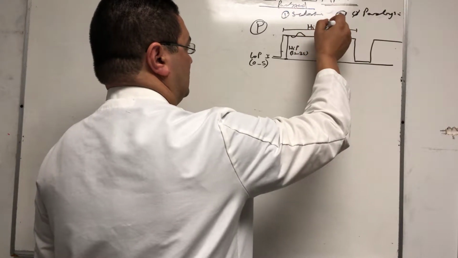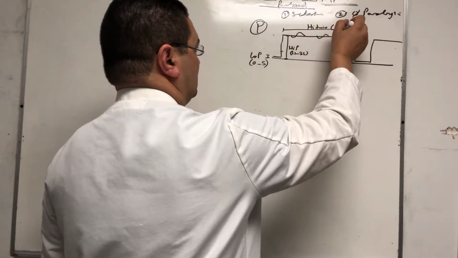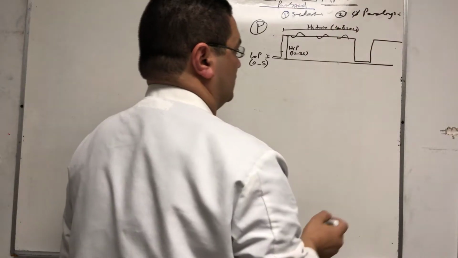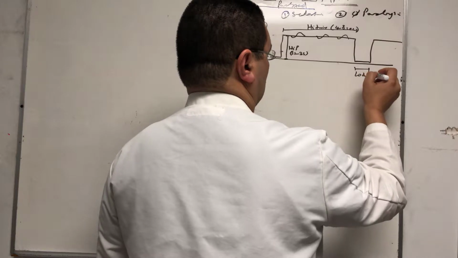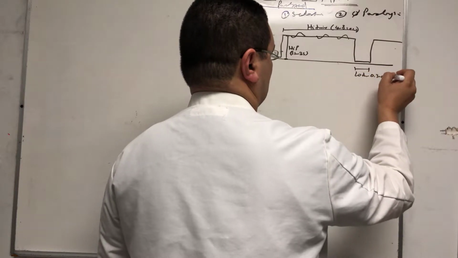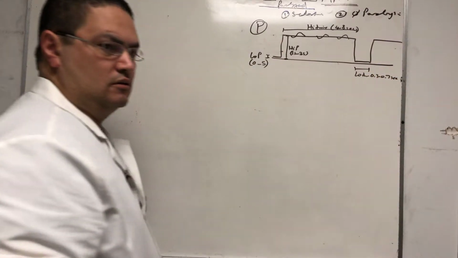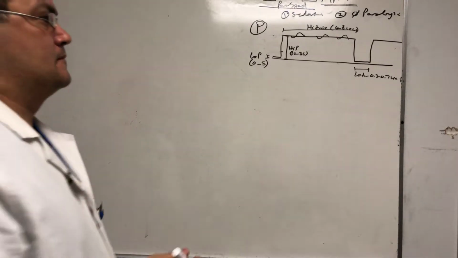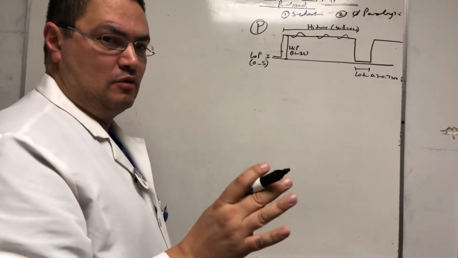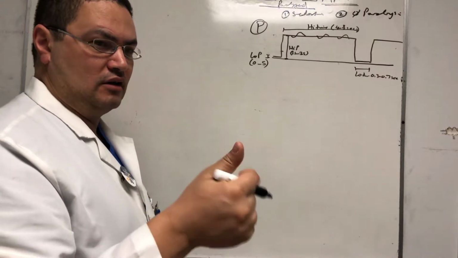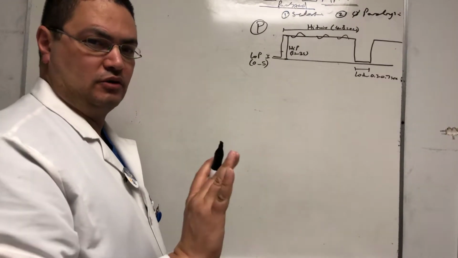And from here to here is called the high time, and that ranges between 4 to 8 seconds. Very long. And then this one from here to here is the low time, and that ranges between 0.3 to 0.7 seconds. Very short, right? So what are the 4 important parameters here? High time, low time, high pressure, low pressure. Easy to remember, right?